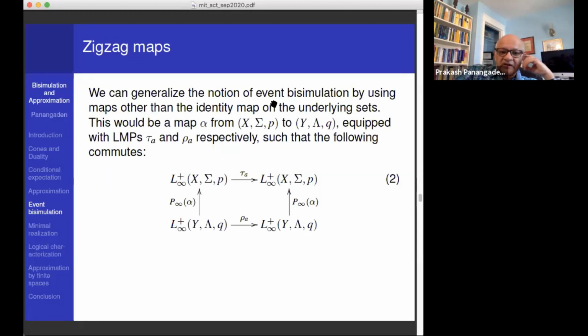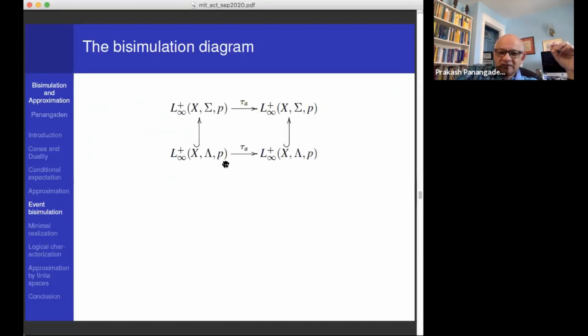So again, we're going to generalize the notion of event bisimulation by using maps other than the identity maps on the underlying sets. So just to emphasize, this happens precisely when lambda is an event bisimulation. It's not true for any old sub-sigma algebra.